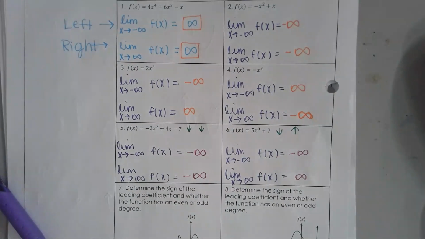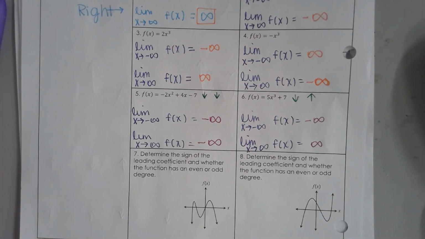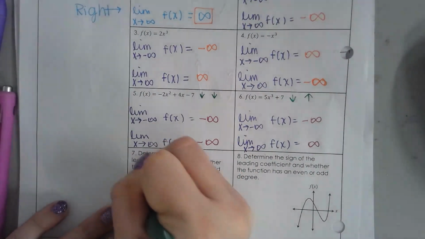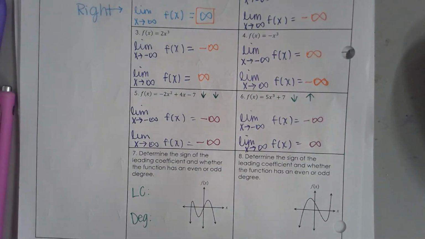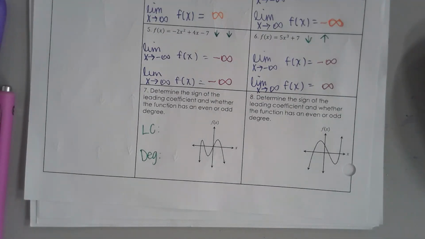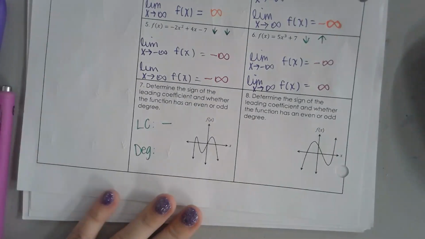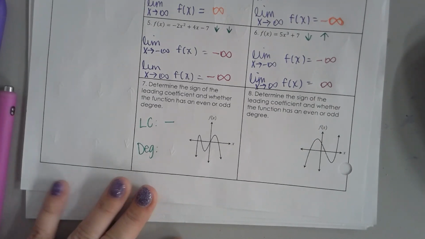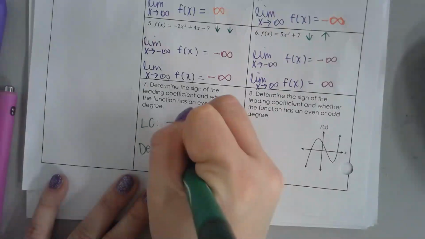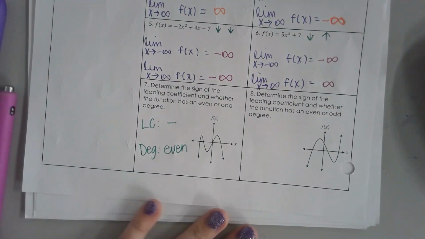Okay. Number 7, we're kind of going backwards. We're looking at a graph. On this graph on number 7, is the leading coefficient positive or negative? They're both negative, so the leading coefficient of the equation is negative. Is the degree even or odd? Odd? Wait, the arrows go in the same direction, so your degree is even. Even, yeah. That one's probably a quartic.